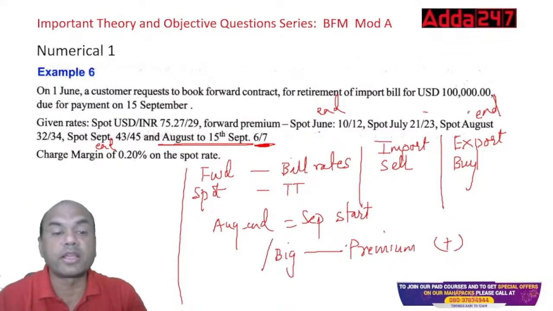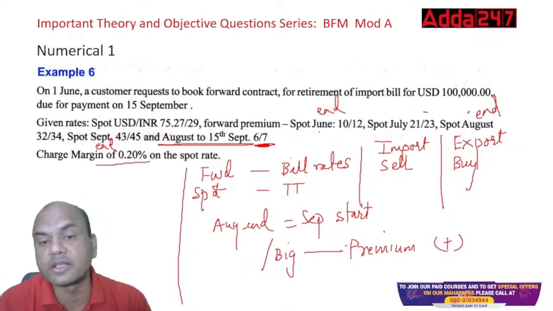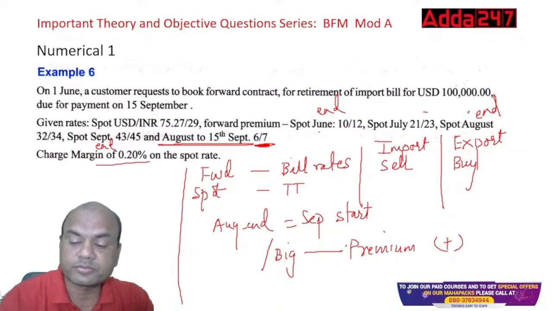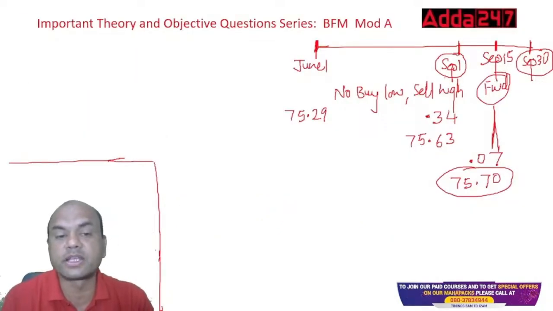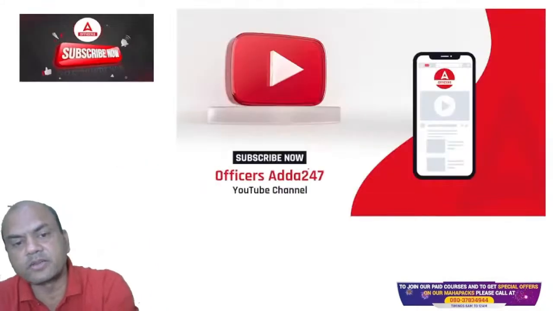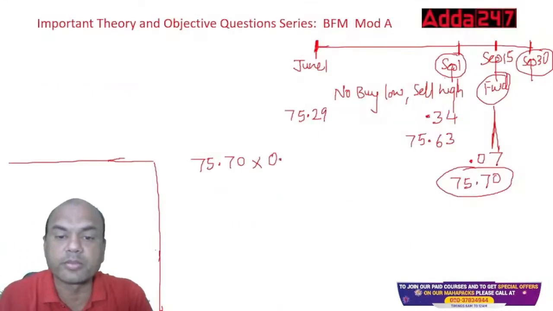Why? Because I have to charge this margin also, the TT margin. Where is it mentioned? We have not mentioned anything about the TT margin. So what is the TT margin then? Say this, TT margin is always taken like this. Whatever rate you get, 75.70 into what is that? 0.2%? What is it given? 0.2%, right? So 0.2 upon 100.